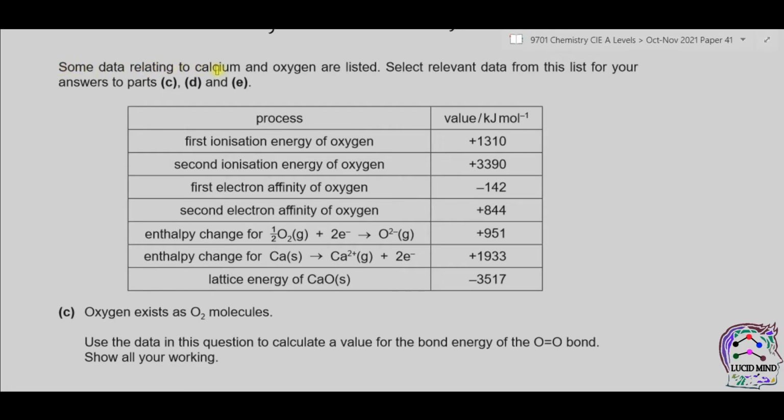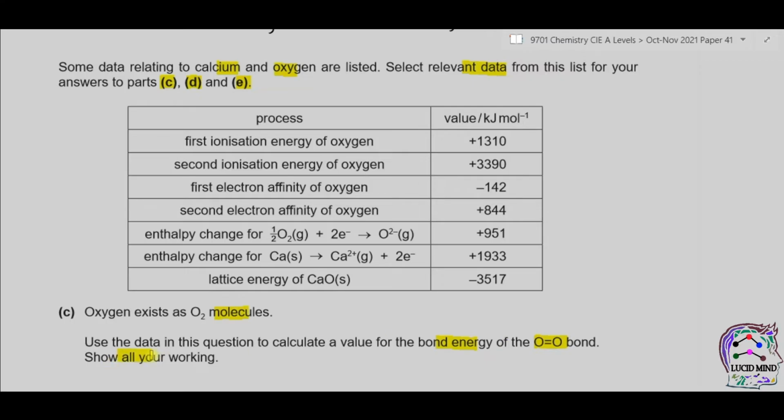Some data relating to calcium and oxygen are listed. Select relevant data from this list to help with your answers to part C, part D and part E. In part C, it says oxygen exists as oxygen molecules. Use the data in this question to calculate a value for the bond energy of the oxygen-oxygen double bond.